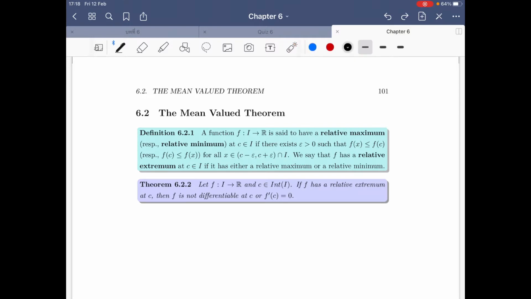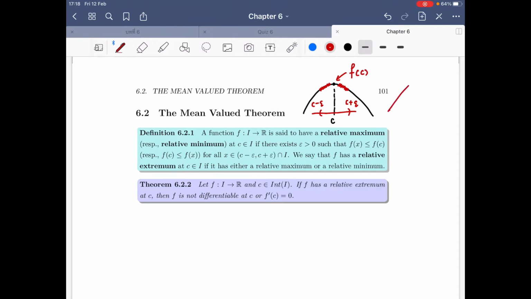So it simply means that if we talk about the relative maximum, for example this one is c, and you go to the left of c a little bit by epsilon and to the right of c a little bit by epsilon, then you can see that the function value close to this point is less than or equal to the function value at the point c. This one is the relative maximum.